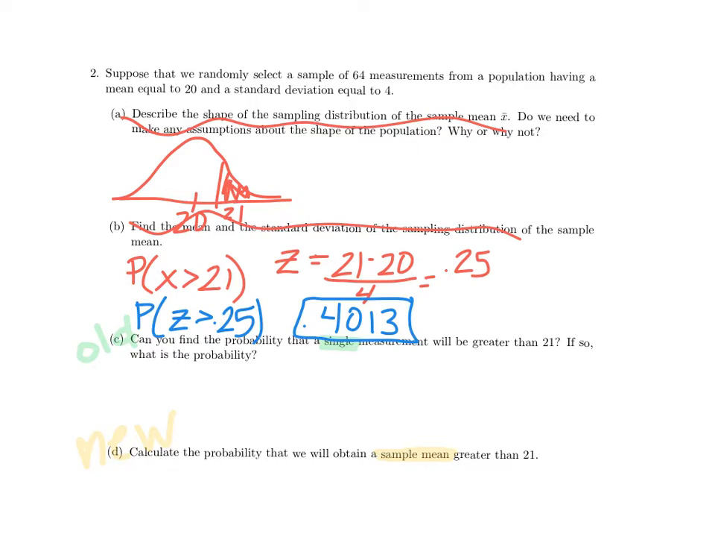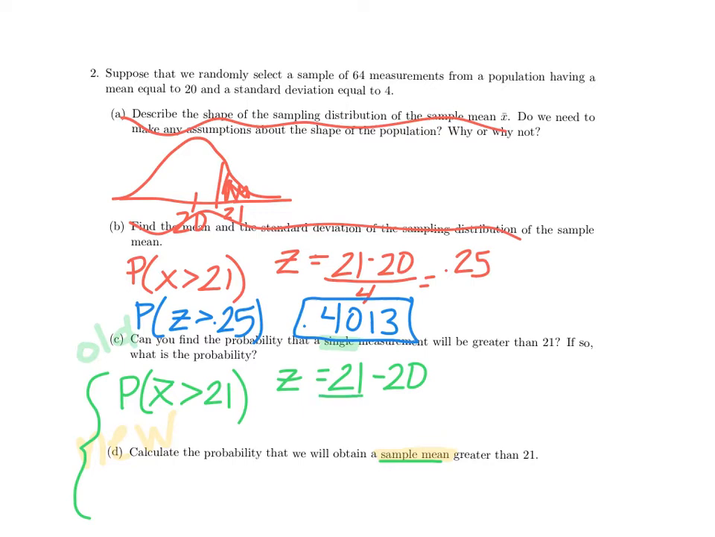Now if we go ahead and we look at the new type of problem, calculate the probability that we'll obtain a sample mean greater than 21, we would write this out, and I'm going to use this space right here for this new one. Probability that X bar is greater than 21. Now here's how things will be different. We're going to calculate our Z like we did before. X minus mu divide by sigma.